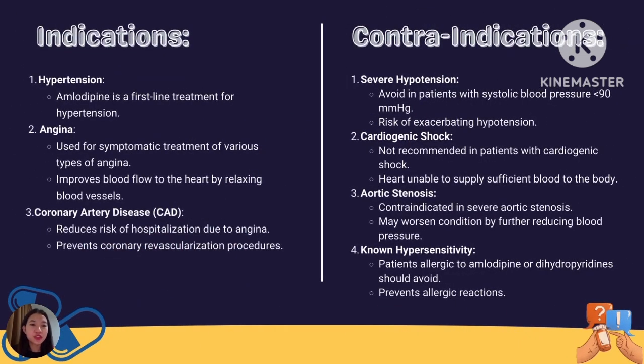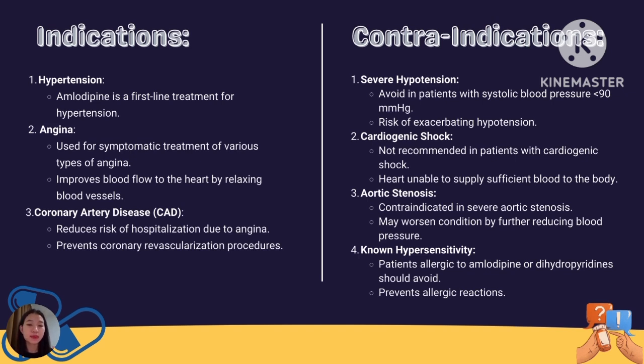Now, I would like to share about the indication and contraindication of amlodipine. Indication of amlodipine includes patients with hypertension. Amlodipine is primarily prescribed for the management of hypertension. It is effective in lowering blood pressure and is often used as a first-line treatment due to its efficiency and safety profile. And the second one is angina.